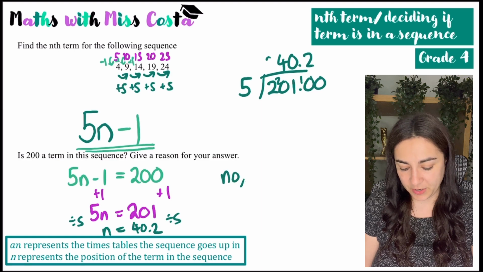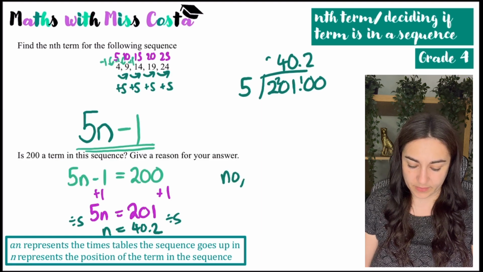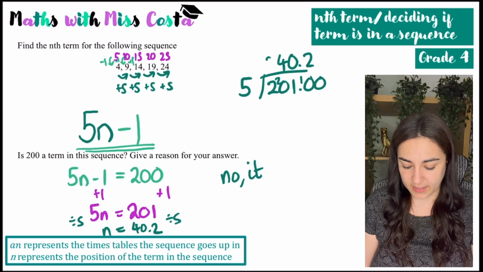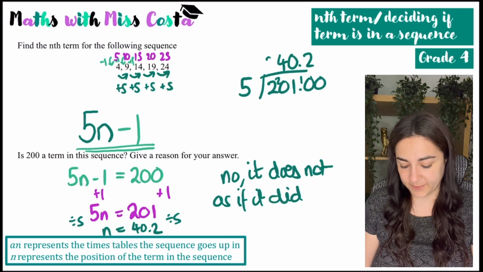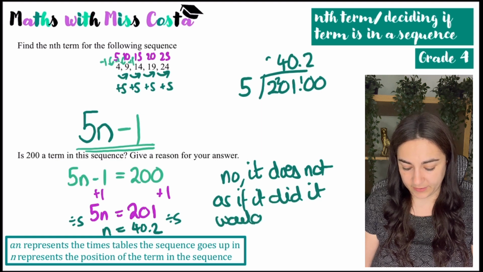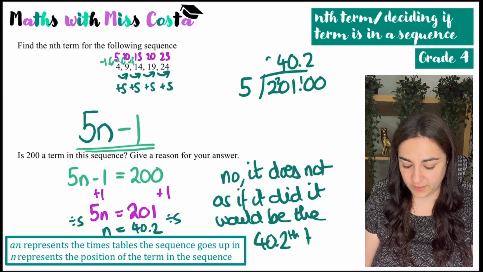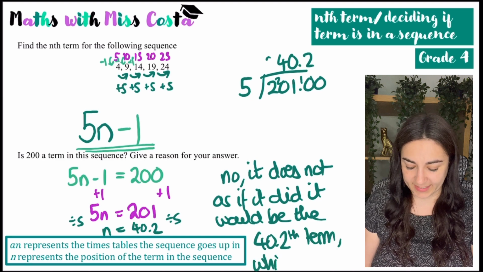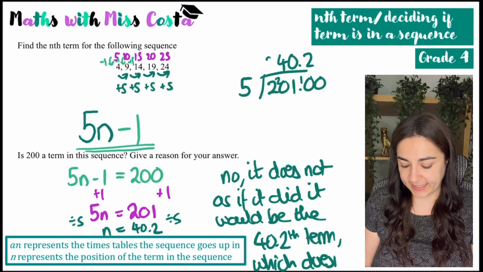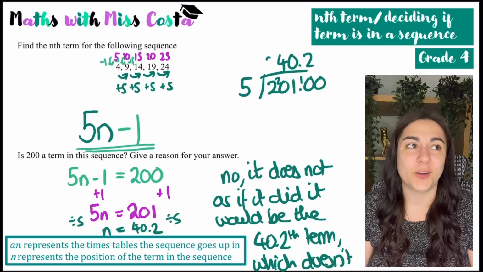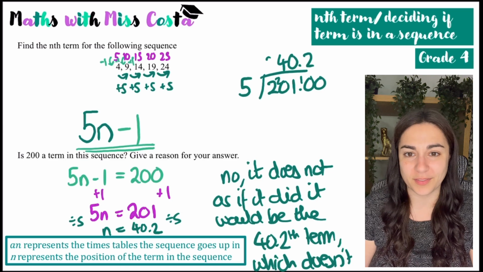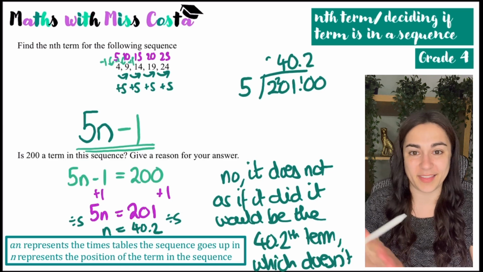So you would say no, it does not, as if it did, it would be the 40.2 term, which doesn't exist. In sequences, you don't have decimal terms. Like you don't say, oh, that person finished 4.2. You just say 4th, 5th, 6th. Everything is in whole numbers.